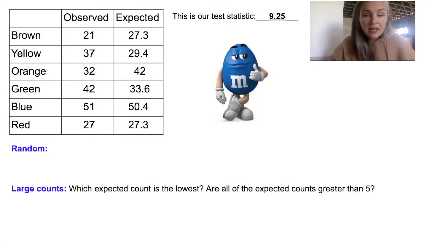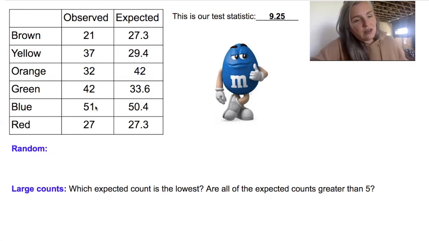Anyway, in my bag I had 21 brown, 37 yellow, 32 orange, 42 green, 51 blue, 27 red. Then I found the test statistic by subtracting, squaring, and dividing by expected, and I did that for all the colors and got 9.25.